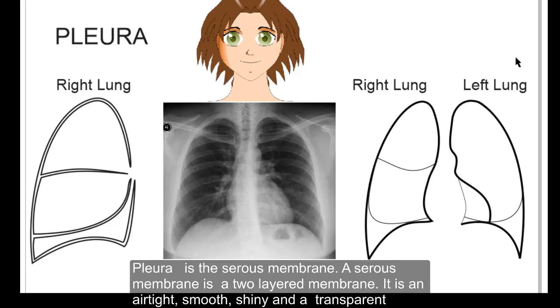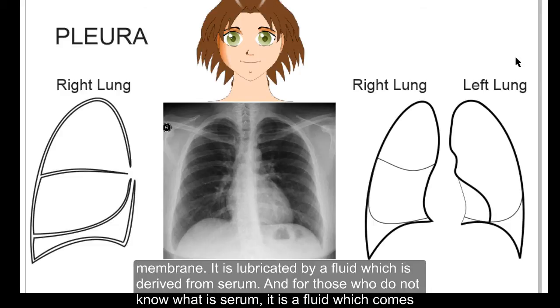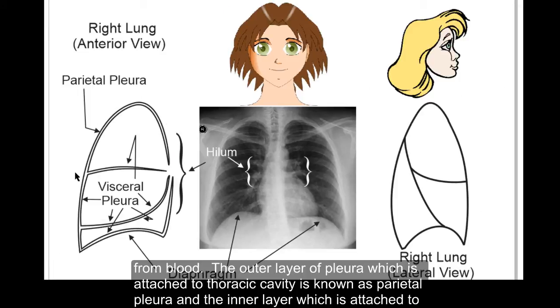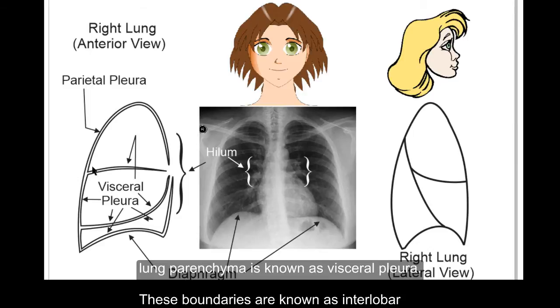So pleura is a serous membrane. A serous membrane is a two-layered membrane. It is an airtight, smooth, shiny, and transparent membrane. It is lubricated by a fluid which is derived from serum. That's where the name serous comes from. And for those who do not know what serum is, it is a fluid which comes from blood. The outer layer of pleura, which is attached to the thoracic cavity, is known as parietal pleura, and the inner layer of pleura, which is attached to the lung parenchyma, is known as visceral pleura.